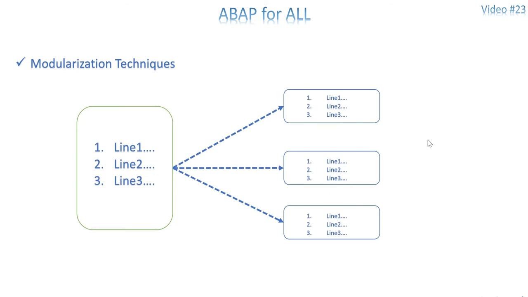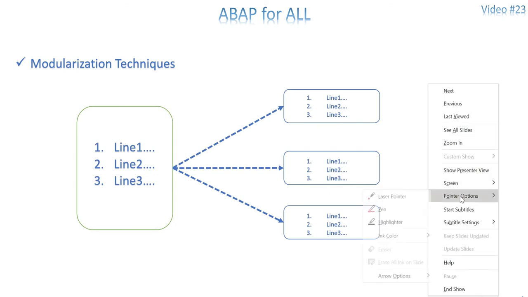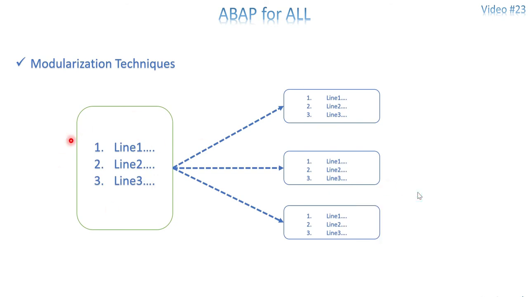So this is the idea of modularization technique. It's nothing but repeated statements. Say these three lines are repeatedly used in the same program or in different programs or different objects. I'm going to keep them in a separate place, give a name for it, and whenever required, I'm going to call it from the same program.